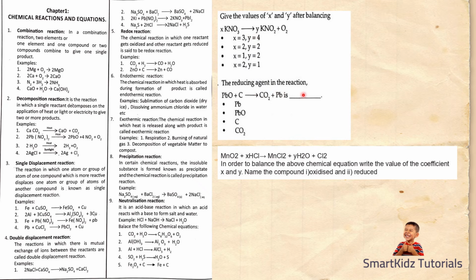Reducing agent in the reaction PbO, lead oxide, and carbon, that gives you carbon dioxide and lead. I won't give you the answer because you need to understand what is a reducing agent. Okay, you need to understand what is oxidation, reduction, what is an oxidizing agent, what is a reducing agent, who gets oxidized and who gets reduced in a reaction. Okay, very important. Questions like this only come for this chapter.